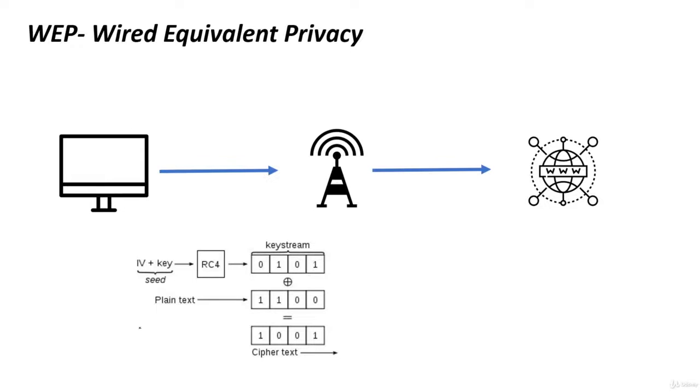Hi everyone, in this lecture we are going to see what WEP is, which is Wired Equivalent Privacy. As we all know, it is the oldest one and it can be easily broken. WEP uses an algorithm called RC4 encryption, which as you can see here.